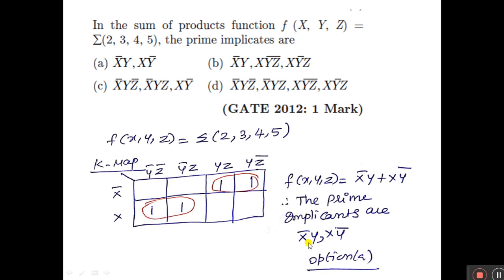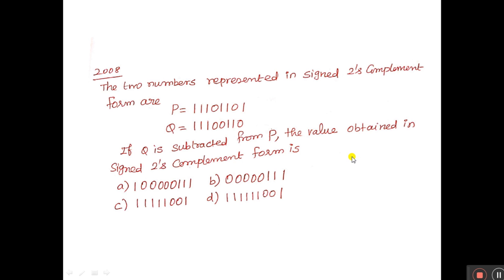So this answer we can check from the options. Option A is the correct one: x bar y, x y bar. Option A is correct. Next question.